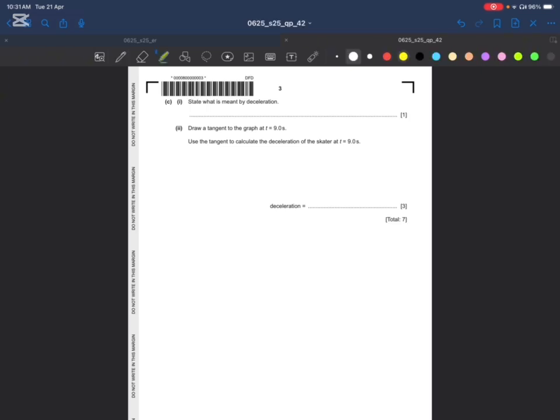Okay. Now, part C1, state what is meant by deceleration. So it's simply the definition of deceleration. So you can say that this is the rate of decrease of velocity. Simple definition of deceleration. Acceleration is the rate of change of velocity. When you are increasing the velocity, you have acceleration, but when the velocity is decreasing, the term used is deceleration.